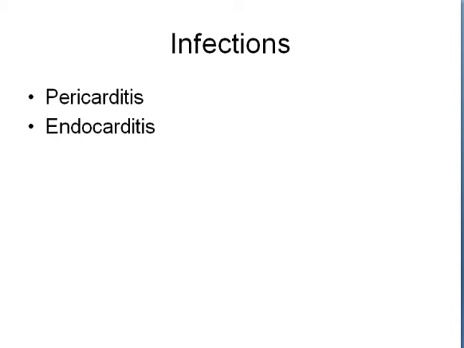So pericarditis, right, inflammation of the pericardial sac, and this can happen from a variety of reasons, whether it's an infectious cause or not. And endocarditis, seen most often with things like valvular regurgitation, valvular vegetation, so things like acute bacterial endocarditis, subacute bacterial endocarditis.